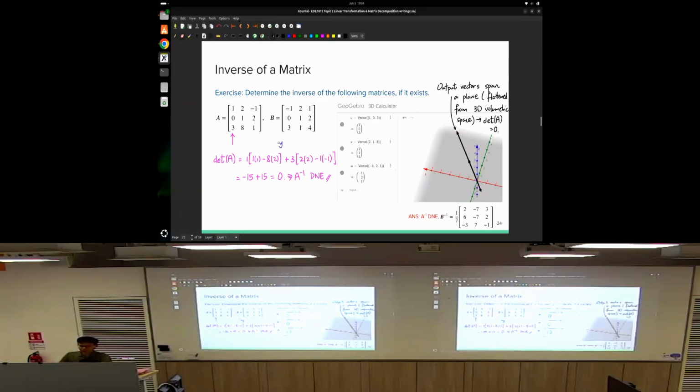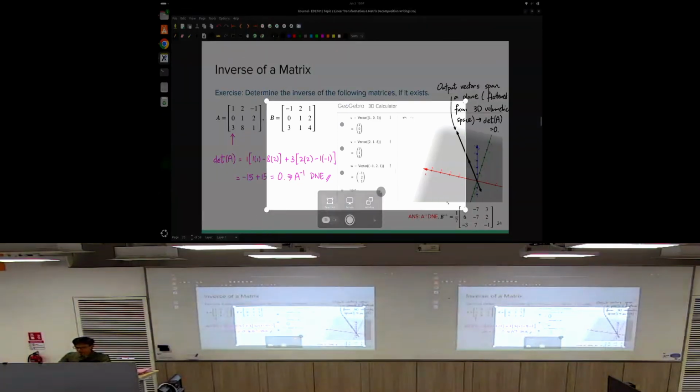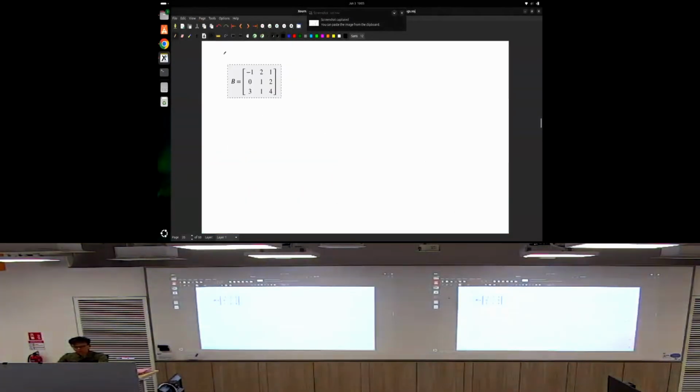Okay, it can also span a line, right? Certainly if the columns of matrix A span just one line, then also it flattens, 3D flattens into 1D. But this one, 3D flattens into 2D. As long as it flattens into a lower dimensional space, then it's considered not invertible. Okay, so let's look at matrix B. Hopefully you have tried that on your own already.